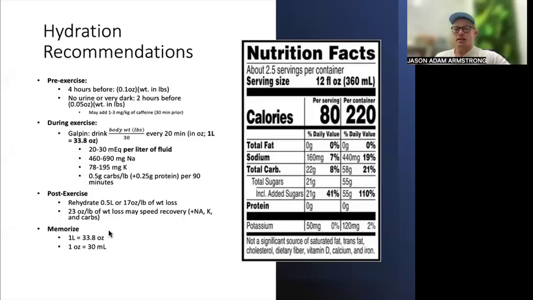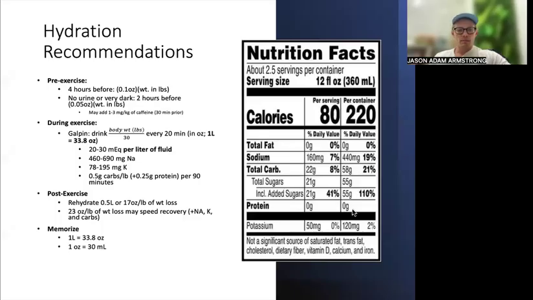If you have another event later in the day and you need to rehydrate more quickly, 23 ounces per pound of weight loss may speed up recovery. And we would still want this same amount, the same composition of fluid. We don't necessarily need this composition of fluid pre-exercise.